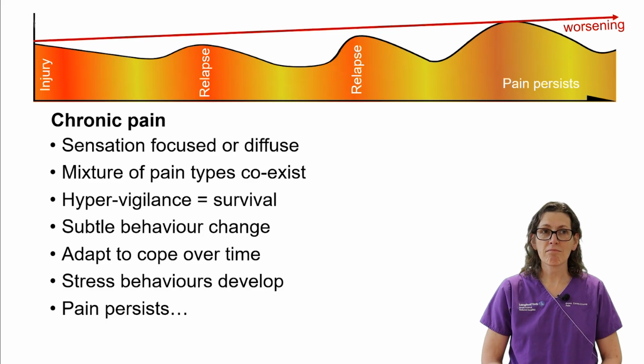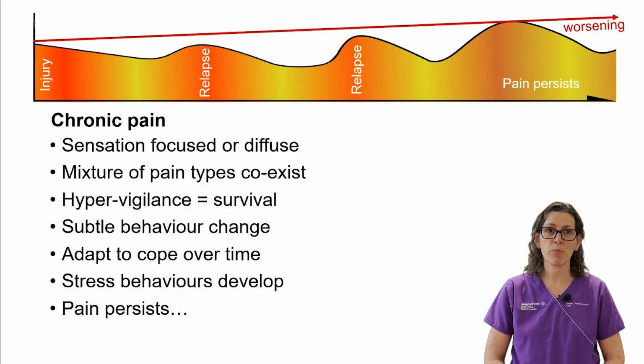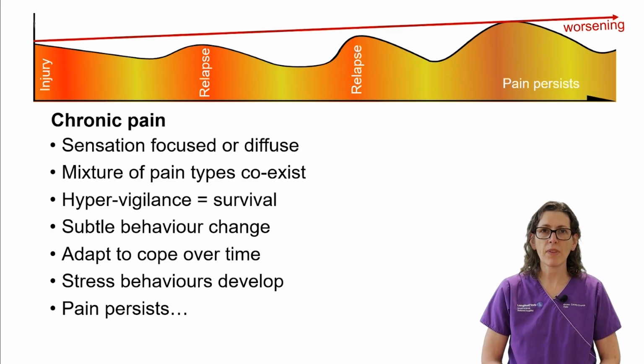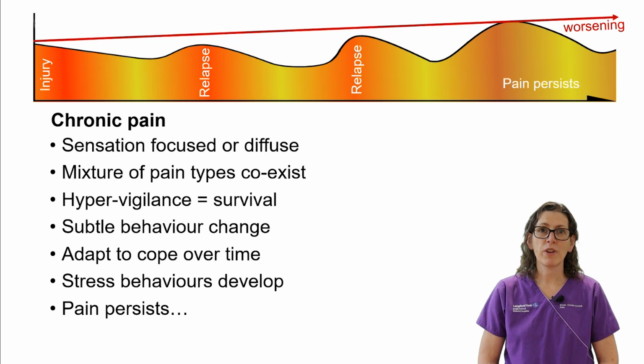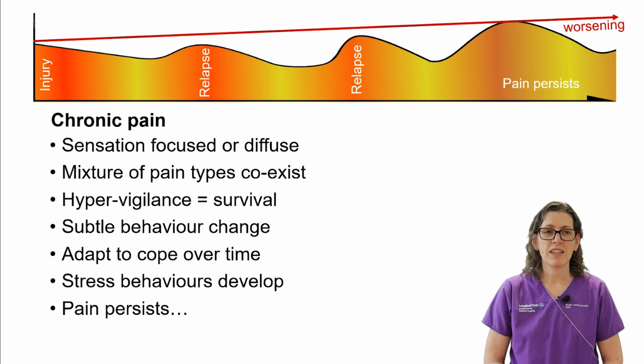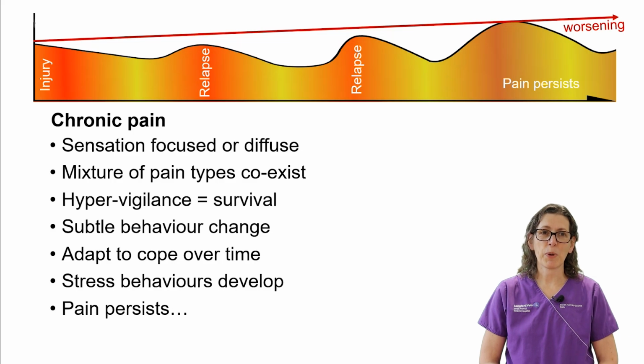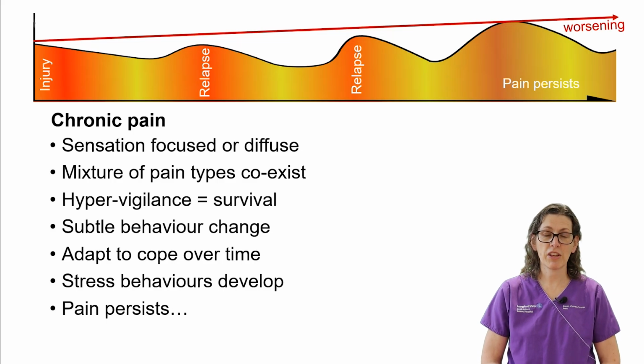Whereas with chronic pain, that sensation might be more diffuse. We may see a mixture of pain types coexisting. We tend to see hypervigilance developing, and this is a survival mechanism from an evolutionary perspective. We see subtle behaviour changes, and animals adapt to this pain over time. So it is more difficult potentially to detect. We see the development of stress behaviours.